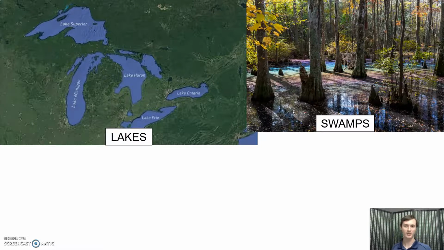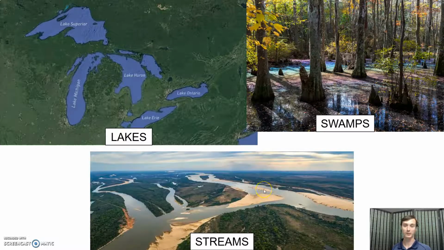These are more byproducts of another factor. And these are going to be our streams. This is what we're going to focus on for this section. Streams and rivers, more than anything else, shape the way that Earth's surface looks.